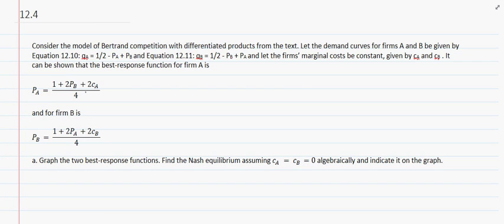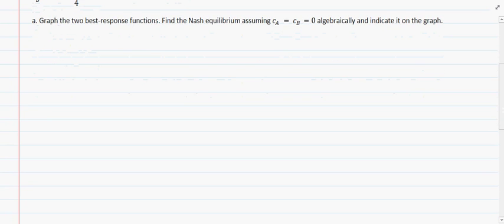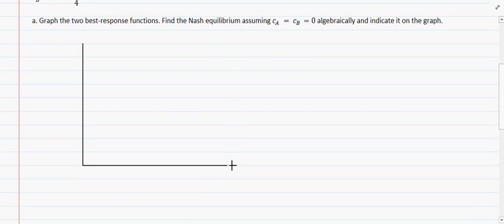The question tells you that it can be shown that the best response function for firm A is this, and the best response function for firm B is this. Now the question is asking you to graph the two best response functions on the diagram, and then find the equilibrium when assuming that CA equals CB equals 0. Okay, so on the diagram over here, I will have something like this.